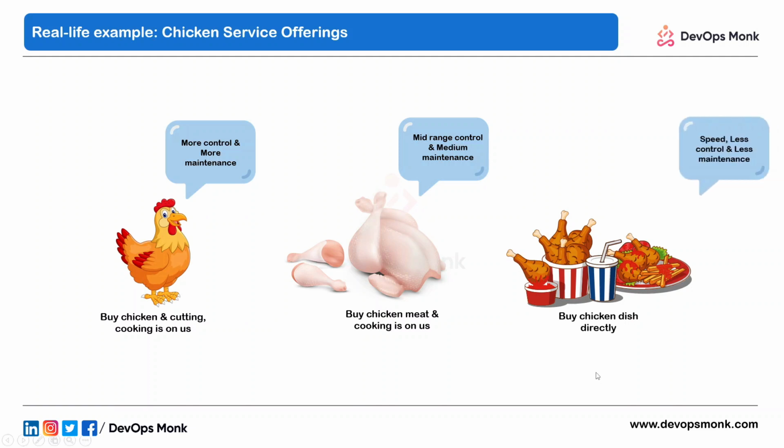And finally, buying the chicken dish directly means you don't have to worry about cutting the chicken or cooking it. The downside, you have no control over either cutting the chicken or cooking. The most important thing to understand here is you shouldn't compare these three options as better or worse. It all depends on our situation and needs. Just like at home, our mom might cook a chicken dish. But if we are going outside, we would prefer to eat at a restaurant by buying an already prepared chicken dish. Similarly, we choose cloud service models based on our specific needs and situations. Let's see how that works.